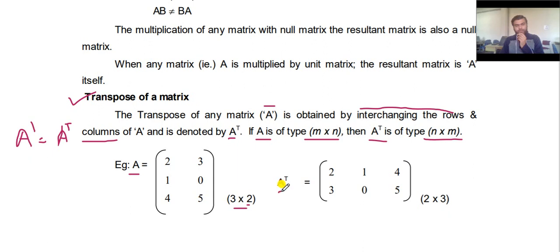So when we transpose this matrix, this 3 by 2 matrix will be converted into a 2 by 3 matrix. This is the first row. The first row is converted into the first column, 2, 3. The second row, 1 0, is converted into the second column, 1 0, and the third row is converted into the third column, 4 5. So in this way we can transpose a matrix.